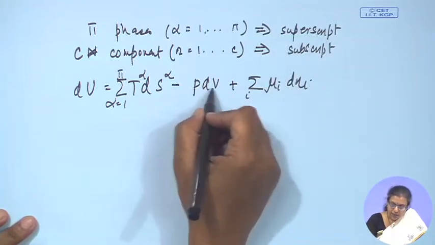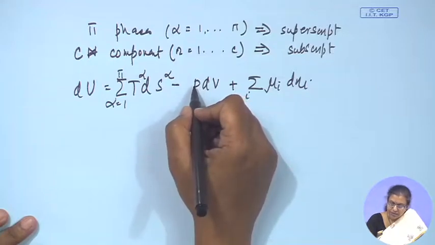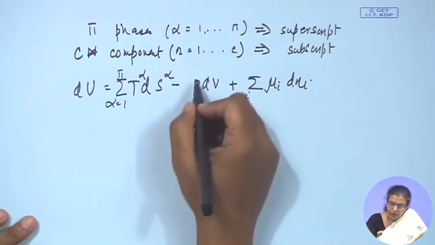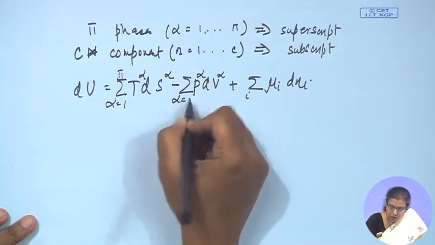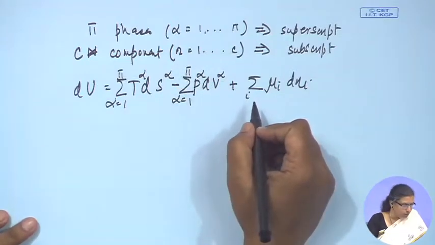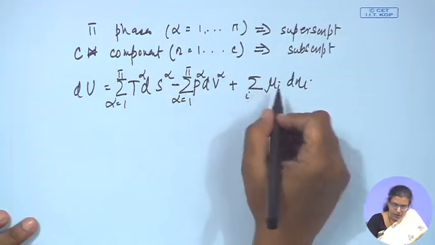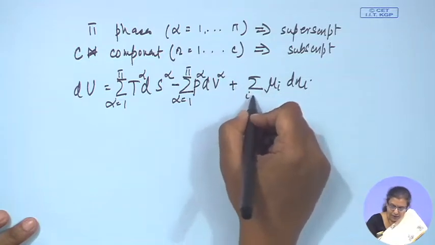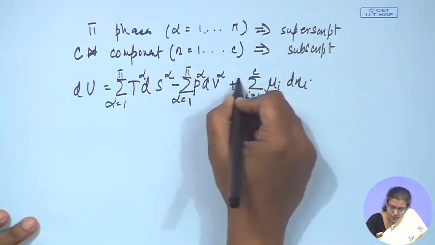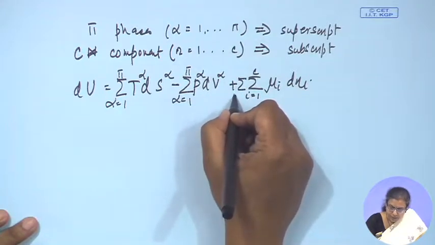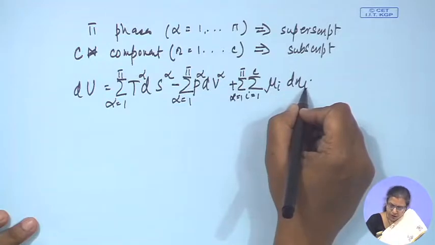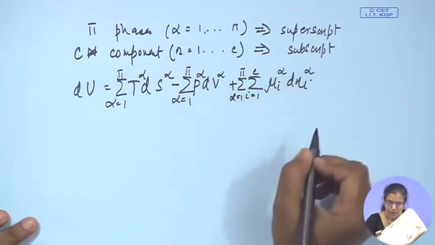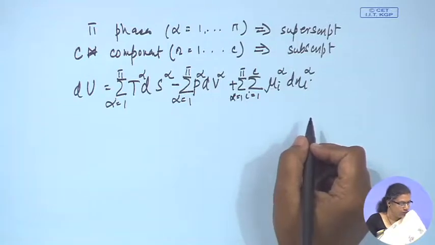If we consider this equation, since there are more than one phase, this should be P alpha, this should be dV alpha, and this also should be from alpha equals 1 to pi. And what about the last equation? In the last equation, i should go from 1 to c, and before that there should be alpha equals 1 to pi. As I have already mentioned, my subscript refers to the component and my superscript refers to the phases. So from here, what do we get?